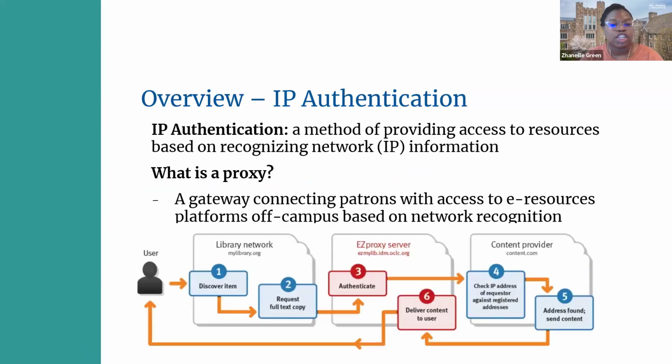IP authentication is a method of providing access to our e-resources based on recognizing network information, which is usually your campus's IP addresses and ranges. And what supports that for our off-campus users is proxies. So what is a proxy? A gateway that connects patrons with access to e-resources platforms based on network recognition. So still the sort of IP setup that we're used to.